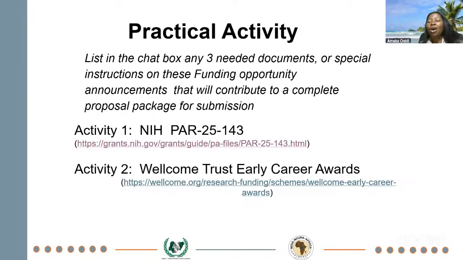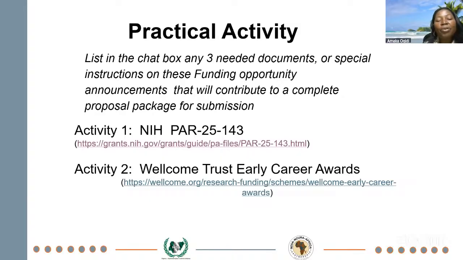Okay, so at this point, I would want us to take a little practical activity, looking at one or two of these notices of funding opportunity. And the first one we have here is the PAR-25-143. That is by NIH.